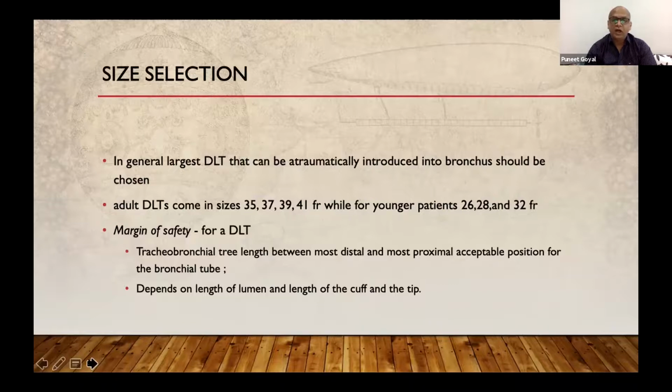This is also asked in the practicals as well as in the theory: how to select the size of the DLT. In general, the largest DLT that can be atraumatically introduced into the bronchus should be chosen. Adult DLTs come in sizes of 35, 37, 39, and 41 French, while for younger patients they are also available in 26, 28, and 32 sizes.